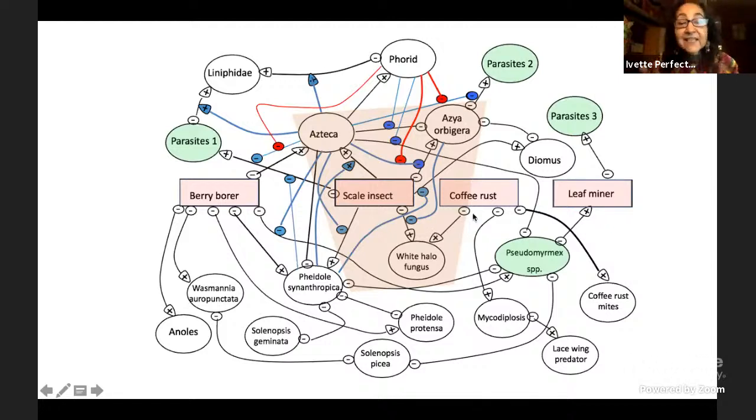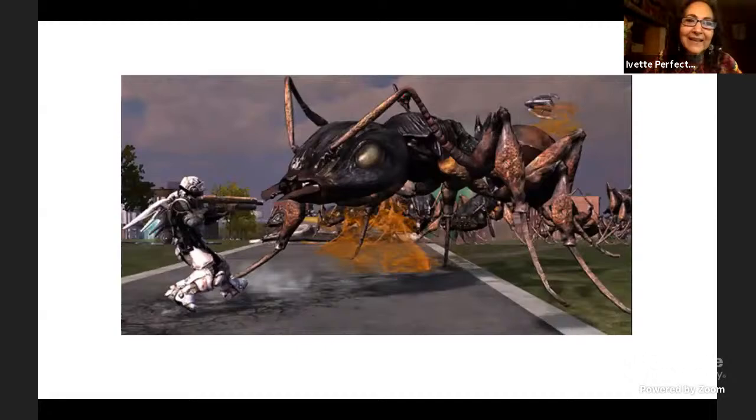And they can see that the Aztecas are tending the scales. So they are concerned about the Aztecas protecting the scale insects. So they look at ants like the enemy, and the enemy that needs to be vanquished. However, getting rid of the ants might imply the collapse of the biological control in the rest of the farm.